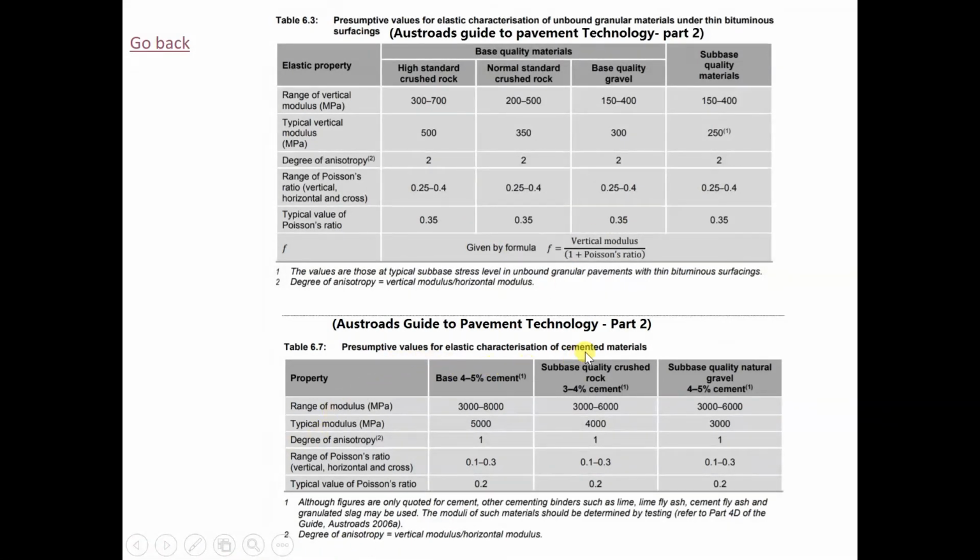For the cemented materials, the top one is just the granular materials, just unbound. The bottom is bound. For the bound material, you see, look at the modulus is much higher, probably more than 10 times higher, the modulus of the cemented compared to the unbound. Okay, and then the Poisson ratio actually is lower than the unbound materials.